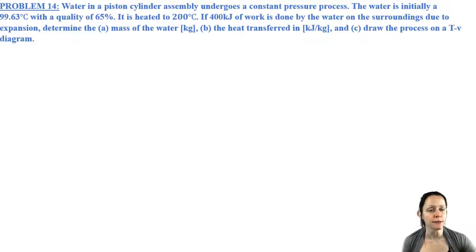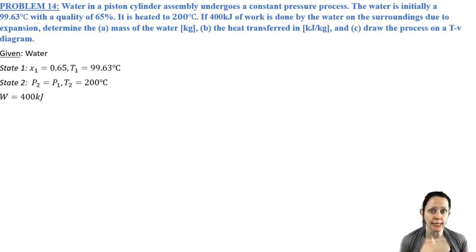All right, so we have water in a piston cylinder assembly. Initially it has a quality of 0.65 and a temperature of 99.63 degrees Celsius. It undergoes a constant pressure process to a final temperature of 200 degrees Celsius. And it tells us that 400 kilojoules of work is done by the water, by the system, on the surroundings due to expansion.